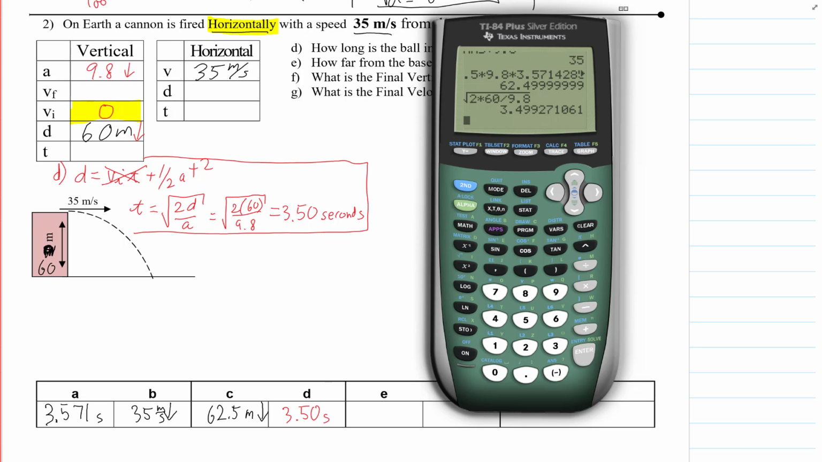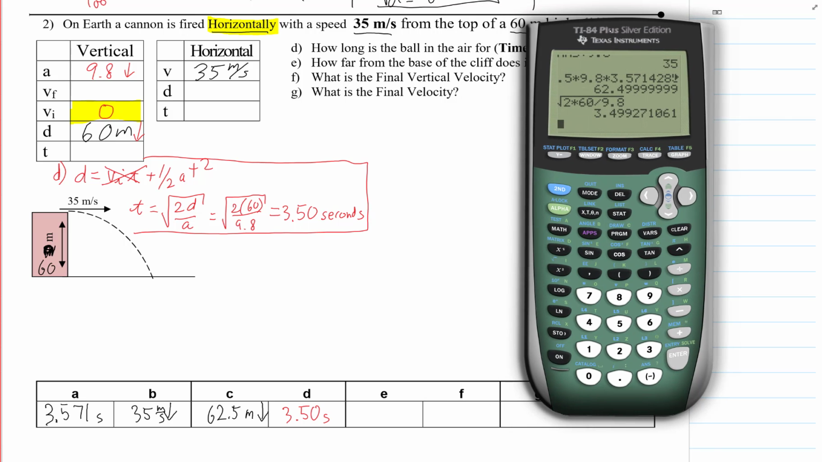I'll change to black. Here we go. How far from the base is E? So basically, we're trying to find out how far from the base of the cliff this one is, the horizontal, that distance there. And we can calculate that by, well, we just got a time of 3.5 seconds.